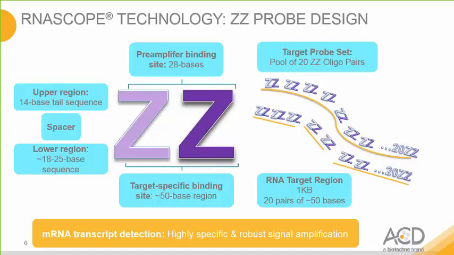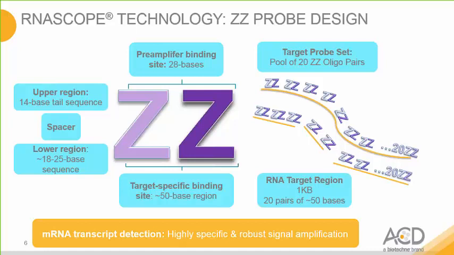The Zs are used in pairs. Both Zs of a ZZ pair bind adjacent to each other to your target region from the lower region. The two tail sequences of a ZZ pair form a 28 base hybridization site for the preamplifier binding and the cascade of amplification to occur. So typically a 10 kb region on the RNA molecule is targeted by about 20 probe pairs.